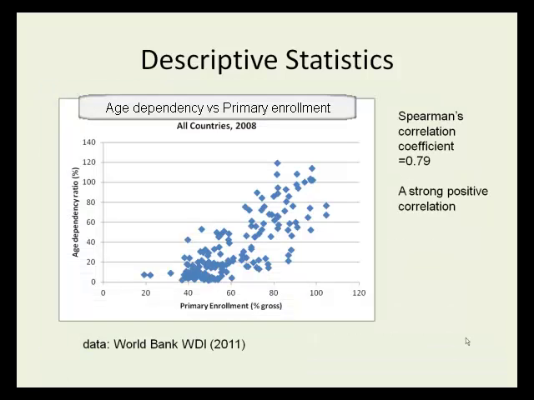Here's one where I looked at primary enrolments against infant mortality. I also put some labels on the axis, which you should always do. So as primary enrolment increases here, it looks like age dependency ratio. Oh, an error in the labeling. That should say age dependency. Perhaps I'll have time to fix that. Primary enrolments against age dependency. Here we get a Spearman's correlation coefficient of 0.79, so a strong positive correlation. That's a pretty clear relationship.